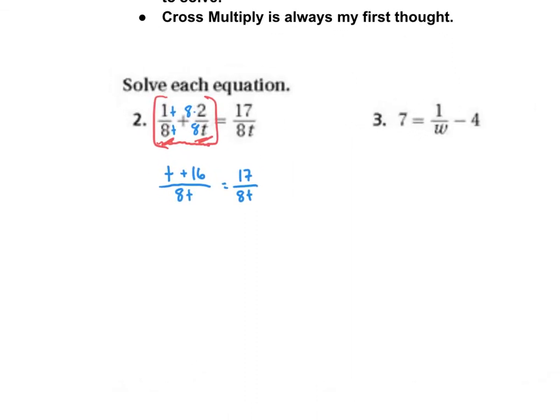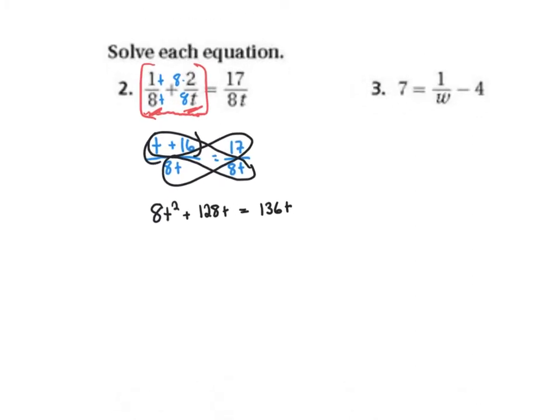Okay, here we go. We are going to cross multiply. Okay, so now this is a tough one because this is a group on top and not a group on bottom. But think about multiplying across, distributing 8t squared plus 8 times 16, which is 128t, equals, cross multiply, 17 times 8. I'm just doing this in my calculator, folks. 136t. Okay, now we are ready to solve.